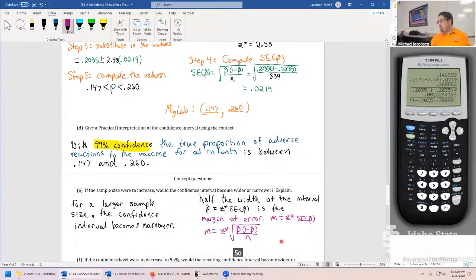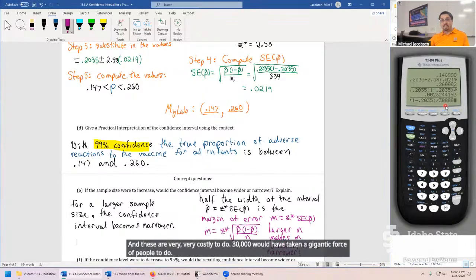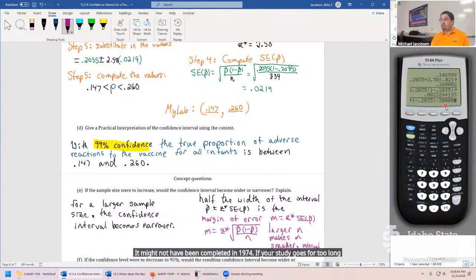So that's their logic on this one. Larger n makes m smaller, and so the interval narrower. And that's great. We want the narrower confidence interval. We pay for it though. You have to now select a larger sample, and these are very, very costly to do. 30,000 would have taken a gigantic force of people to do. It might not have been completed in 1974. If your study goes for too long, the relevance starts to get lost.